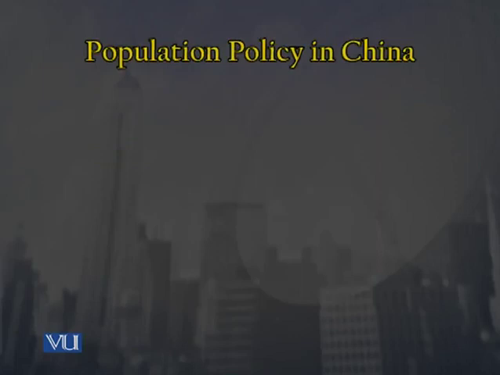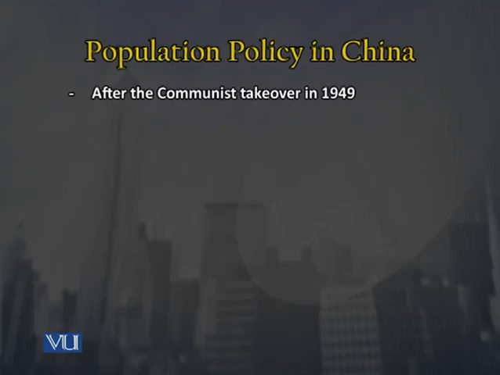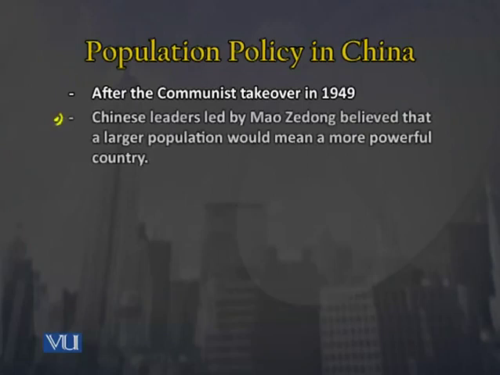So if you look at the population policy practiced in China, starting from 1949 onwards we analyze the population policy that was there in China and how they controlled the rapid growth of population. We see that the communists took over in 1949, and the leadership at that time was under Mao Zedong. According to Mao Zedong and his followers, their perception was that the bigger the population, the more power it would reflect.